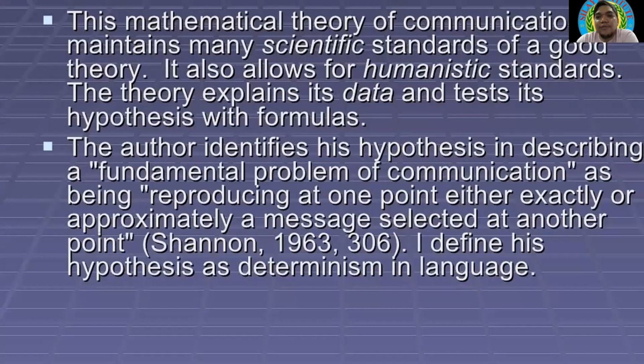This mathematical theory of communication maintains many scientific standards of a good theory, and it also allows for humanistic standards. The theory explains its data and tests its hypothesis with formulas. The author identifies his hypothesis in describing a fundamental problem with communication as reproducing at one point, either exactly or approximately, a message selected at another point. I define his hypothesis as determinism in language.